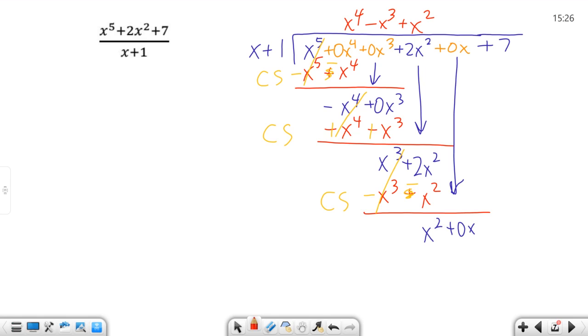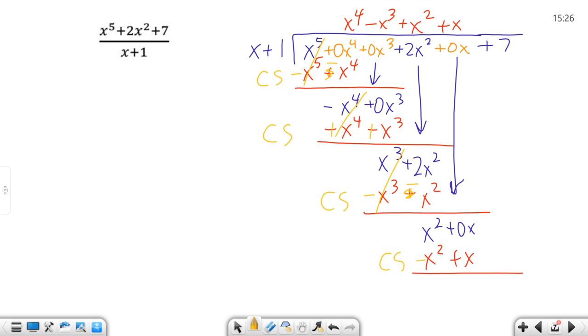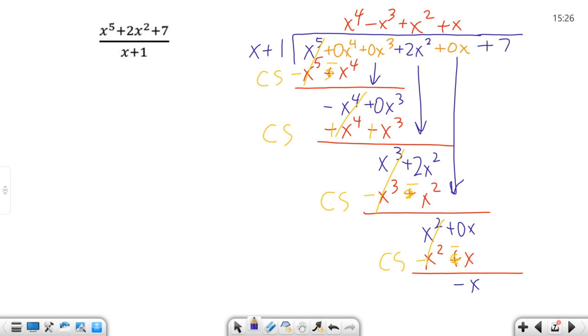Good gracious, this one's long because it's x to the fifth, isn't it? That's why we don't do many x to the fifths with long division. X into x squared is what? Plus x. And then we say x times x is x squared. X times 1 is plus x. And then what do we do? That's right, change those signs. Make this a minus. Make this one a minus. Cancels. 0x. x minus x is negative x. And then I bring down my what? Plus 7. Holy cow. All right, finally.